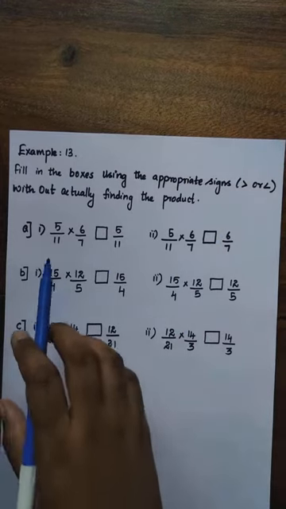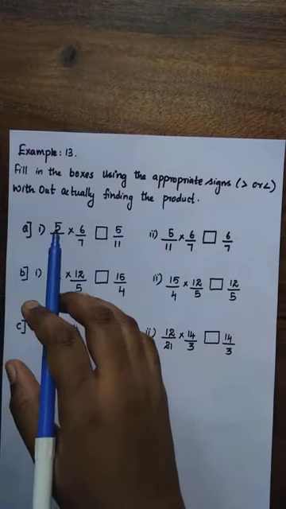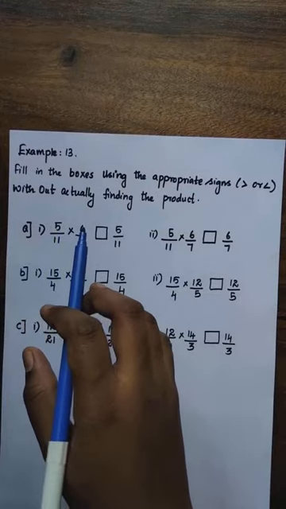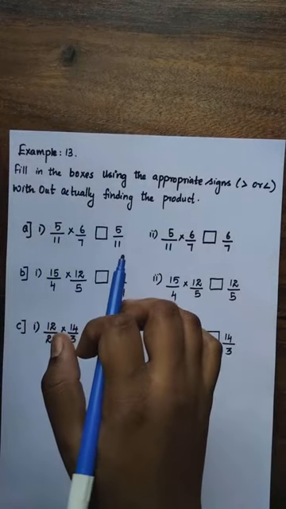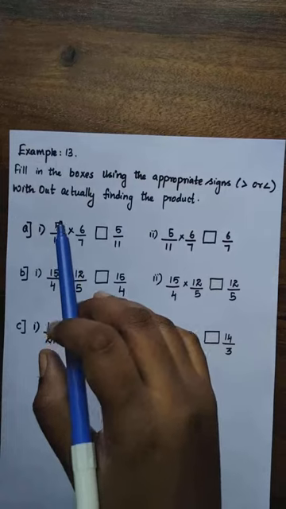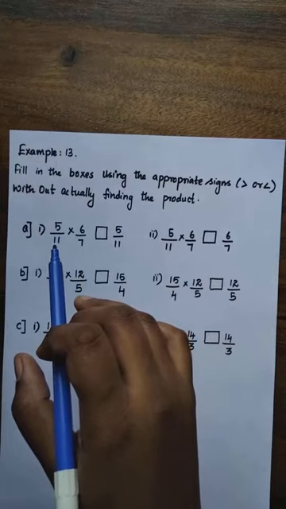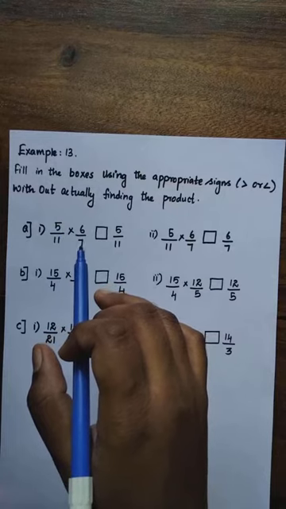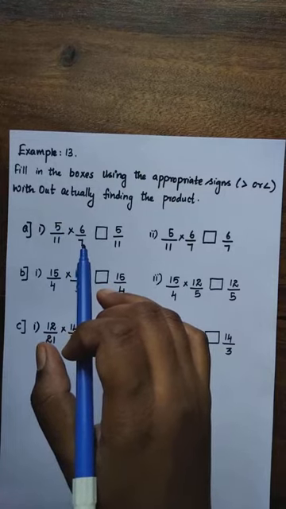Okay, so the first question is the A part. 5 by 11 into 6 by 7, box, 5 by 11. Here 5 by 11 is which type of fraction? It is a proper fraction. Then 6 by 7 is, yes, very good, a proper fraction.